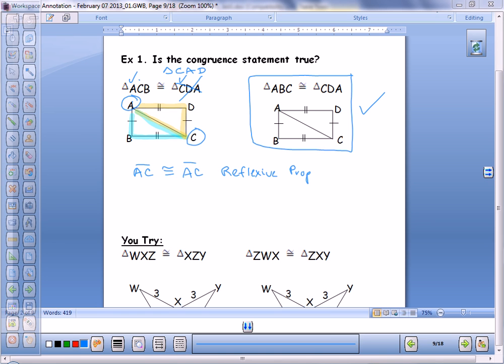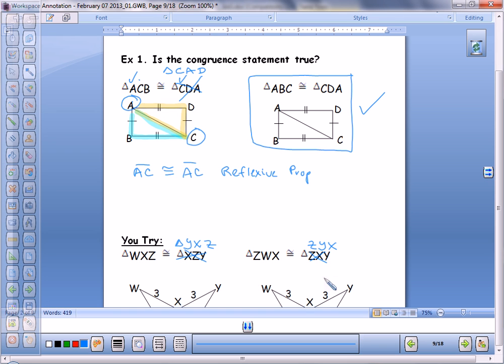Okay, so what was this one? What could we do to make this correct? YXZ. And what could we do to make this one correct? ZYX. Okay, any questions about side, side, side?